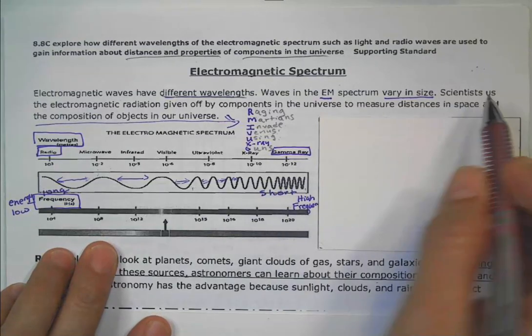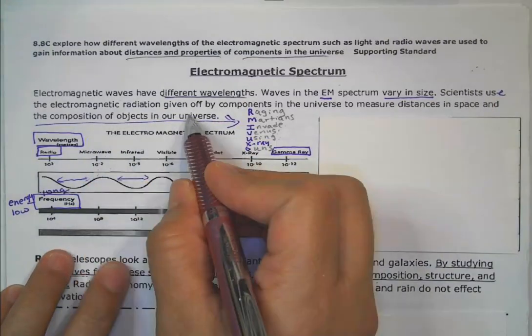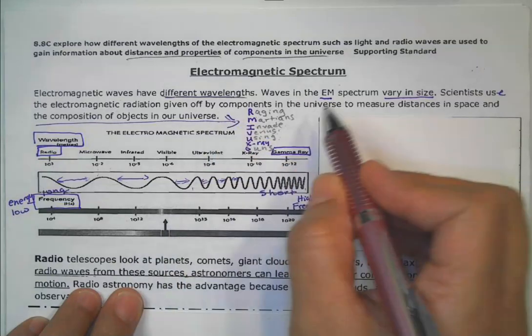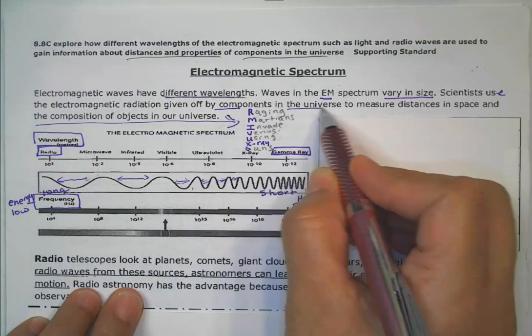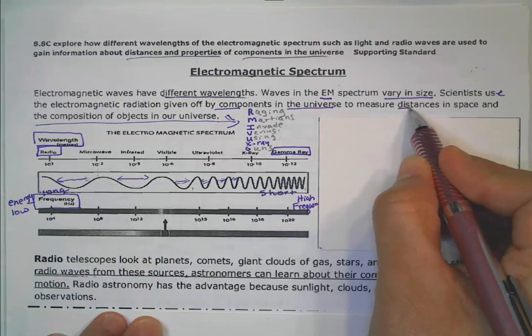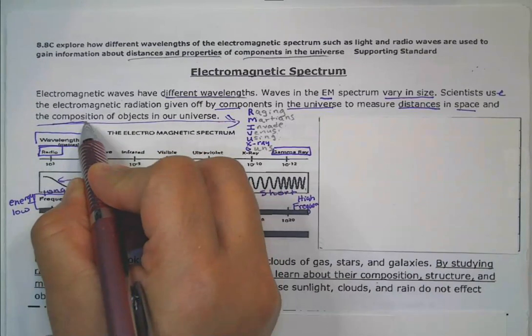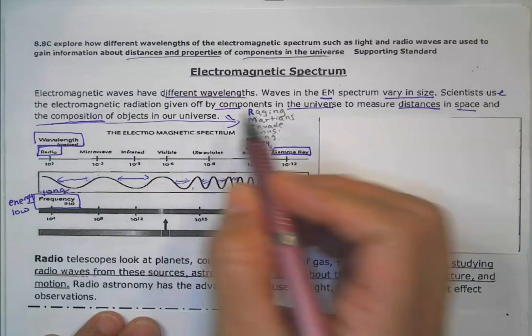It says scientists use the electromagnetic radiation given off by components in the universe. So they're talking about galaxies, stars and all of that, to measure distances in space and the compositions, what objects in the universe are made out of.